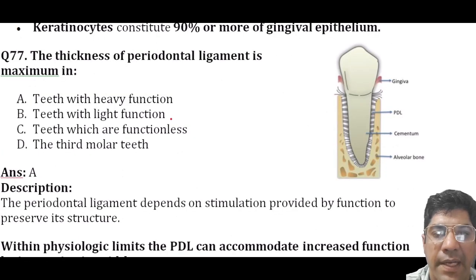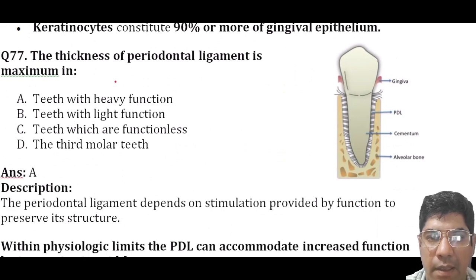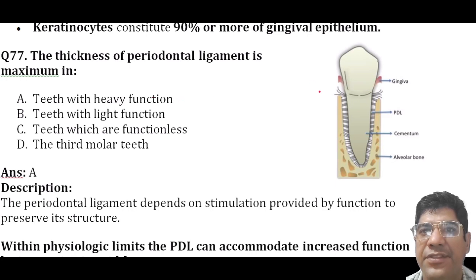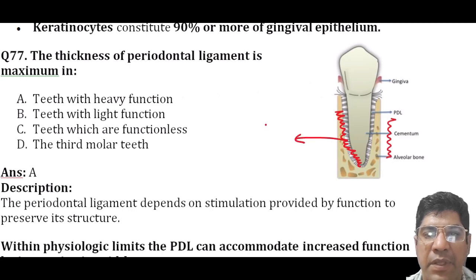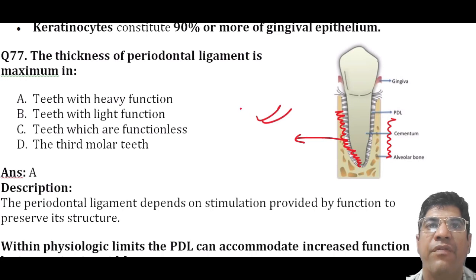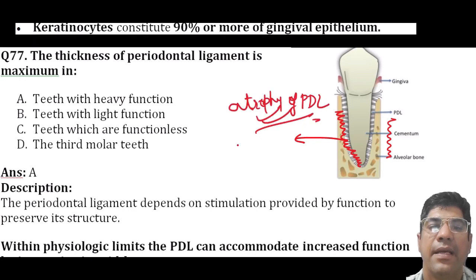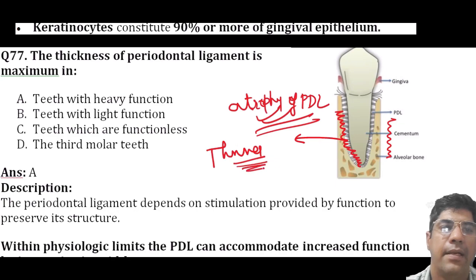The thickness of periodontal ligament is maximum in... So the periodontal ligament adapts and responds to forces placed on the teeth. In teeth with a heavy function, the periodontal ligament tends to be thicker as it accommodates and distributes these forces to support the teeth. In contrast, disuse or reduced occlusal forces can lead to atrophy of PDL that results in thinner PDL.